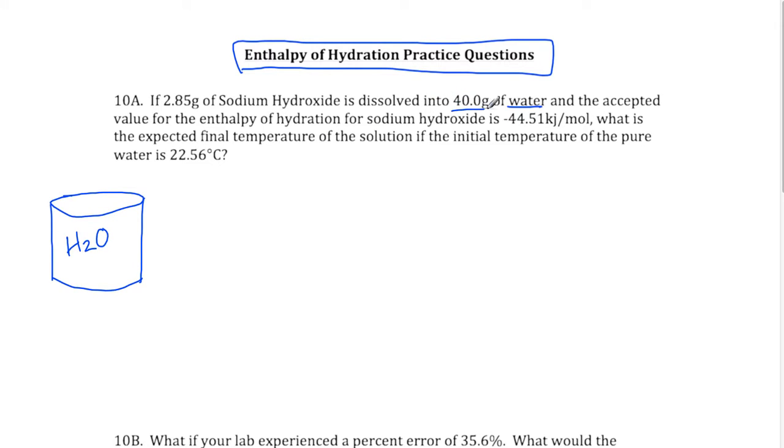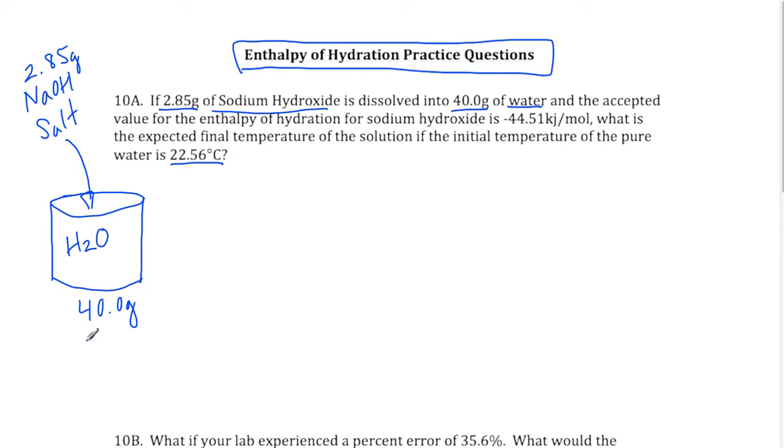How much water is in this beaker? In the question, it's 40 grams of water, and you're going to put salt into the beaker. The kind of salt is sodium hydroxide, and you need to know the formula for sodium hydroxide. Now, how much sodium hydroxide do you have? You have 2.85 grams of it. So what I've done here is outline all the variables that they give me in the question, and I still have a few more.